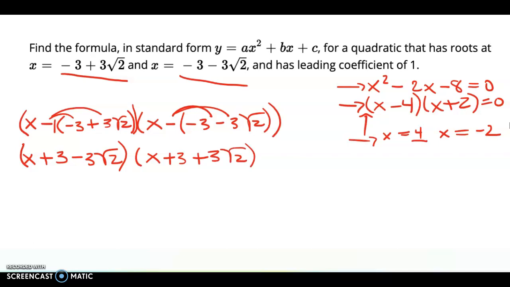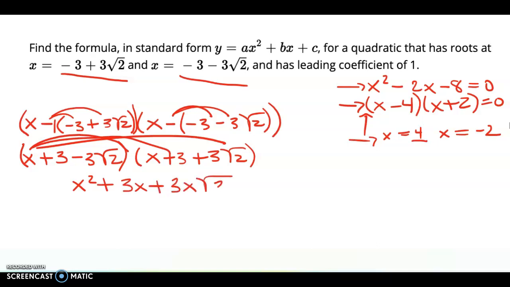And now we just multiply. So we're going to multiply all the way down. So first x times x is x squared. X times 3 is plus 3x. X times 3 square root of 2 is plus 3x square root of 2. Okay, next line, let's start with 3x. Now I'm going to make 3 different rows so I can line things up.